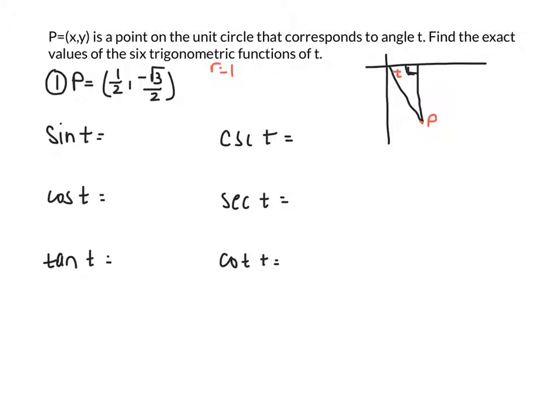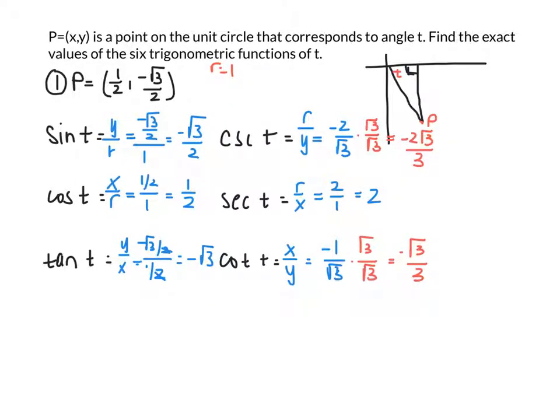So sine is your y-coordinate divided by your radius. Our y-coordinate is negative root 3 over 2, and I'm going to divide that by my radius, which is 1. So sine of t is negative root 3 over 2. Go ahead and pause the video and find the other 5 trig functions of angle t. So cosine is the x-coordinate divided by the radius, so you end up with 1/2 divided by 1, which is 1/2.